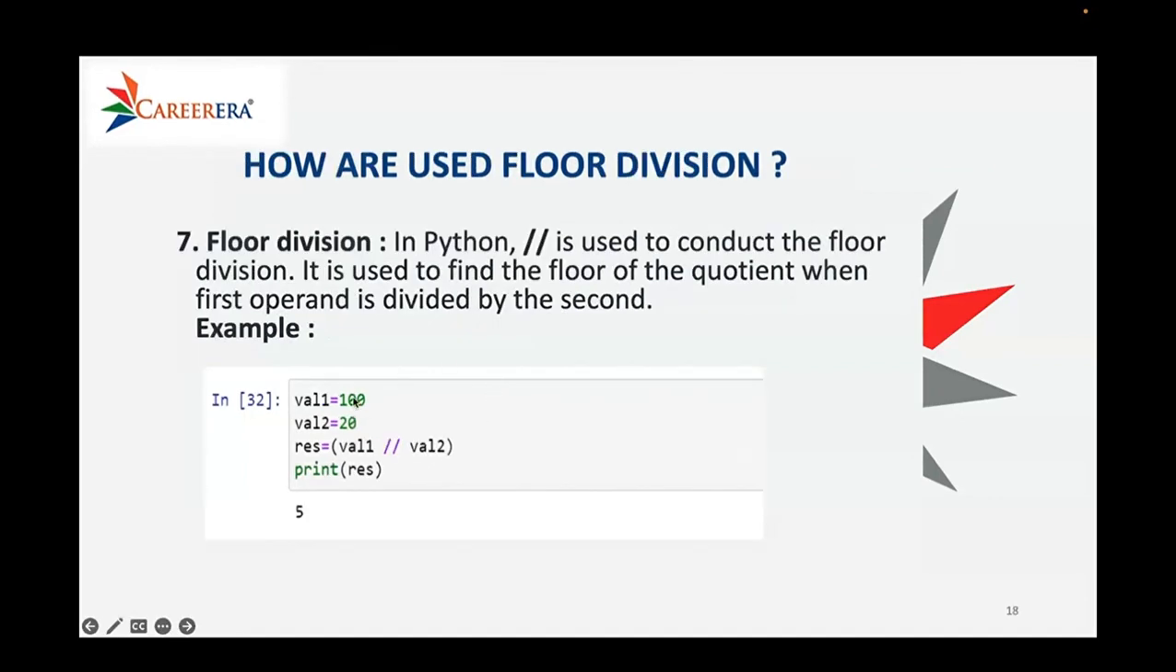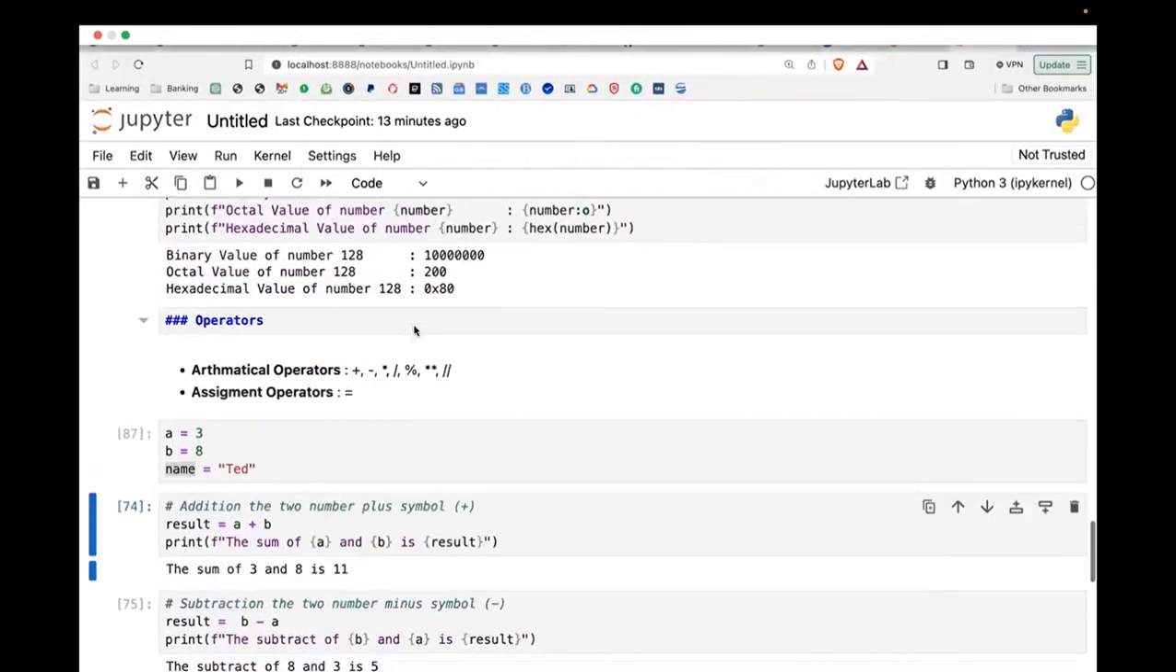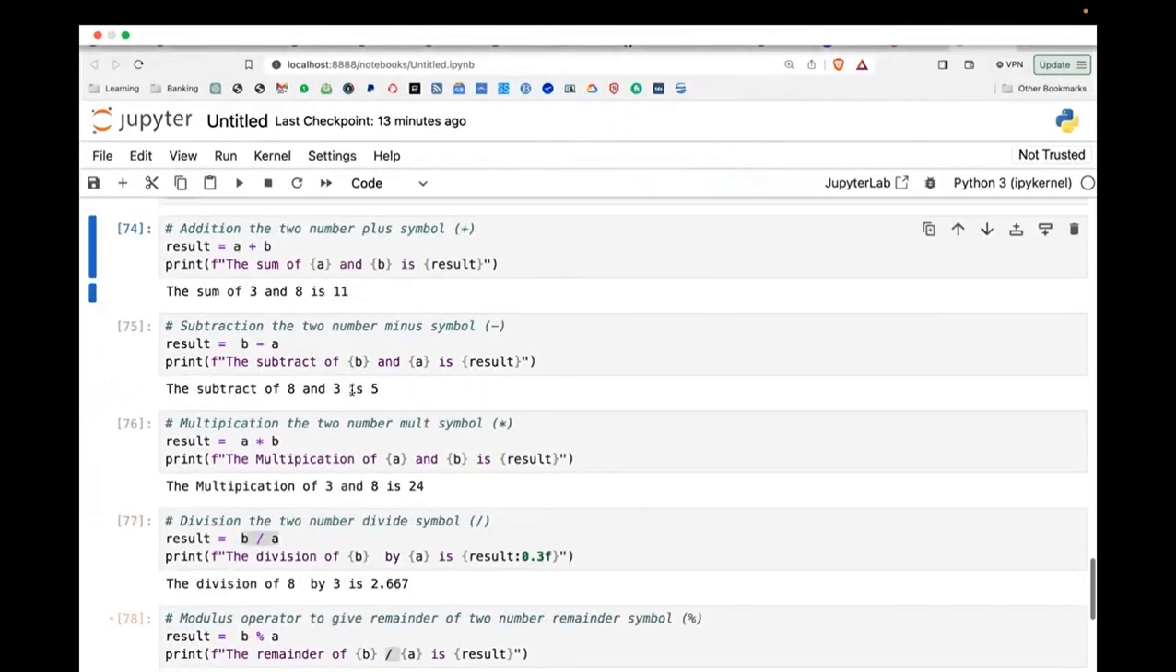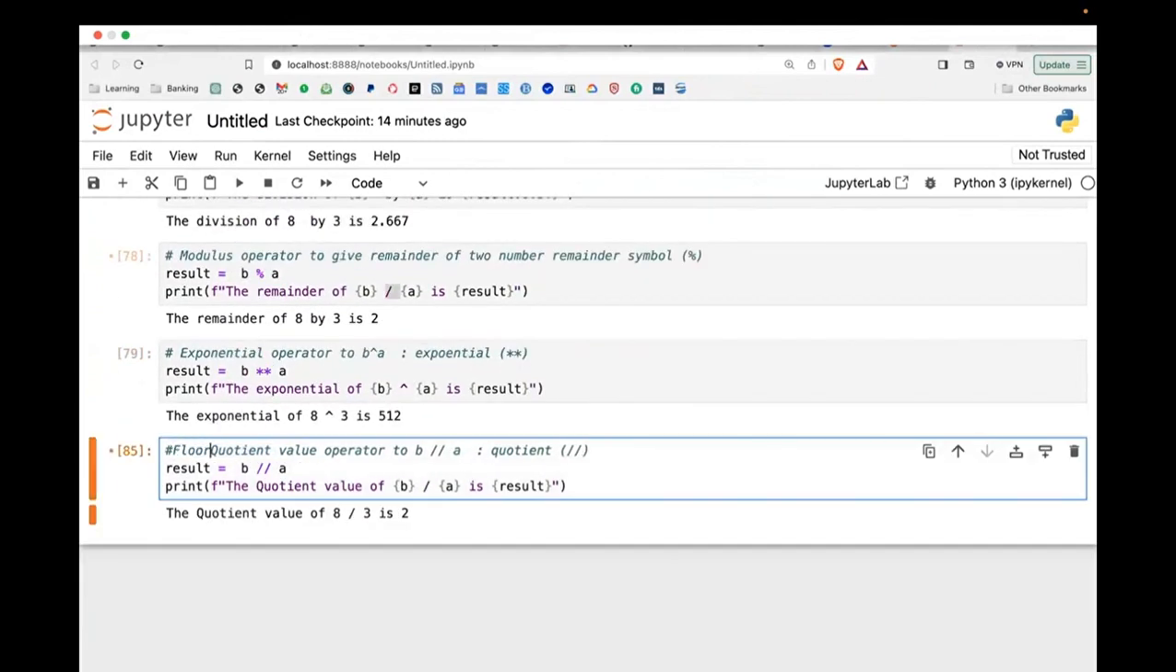Floor division is how many times it was able to divide. 100 divided by 20 would give the quotient value 5. This is what I was saying, the quotient of floor division. So what I wrote in my answers, this one is the quotient, or it can be called floor division. That is what they wrote here.